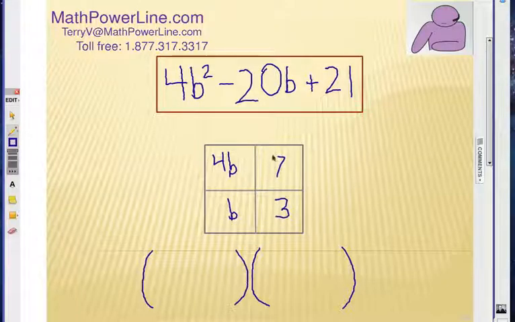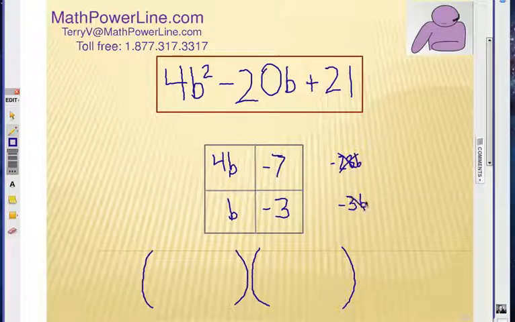Again, the next step is to look at the signs to see if we have to add or subtract. Now the middle term is negative, the third term is positive. The positive sign here means that these two factors have to be the same sign. In this case, they both have to be negative. Alright, so we're going to add to get to the middle term. Now if I multiply across, that's going to give me negative 28b and negative 3b. Now it's close. That would give me negative 31b, but that's too big.